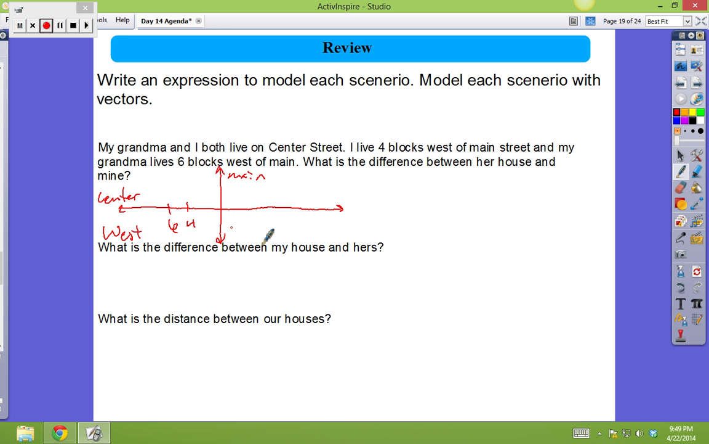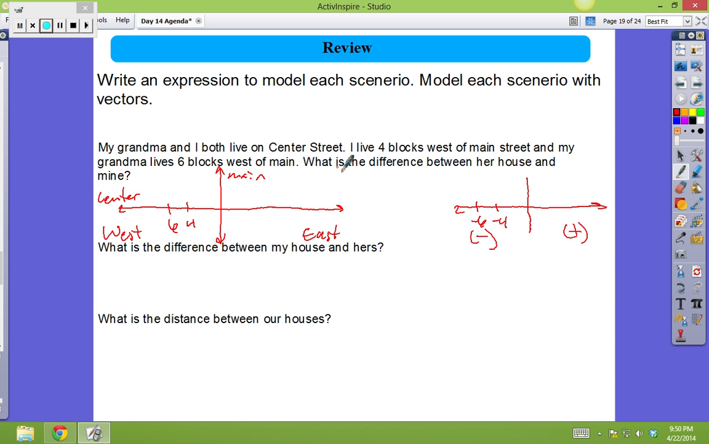I can use east and west to indicate orientation, or somehow I gotta get oriented. You can use east and west, or you can use positives and negatives. This is the positive side, this is the negative side. So in this case I would be at -4 and my grandma would be at -6. But I think we can make it work with just west and east.